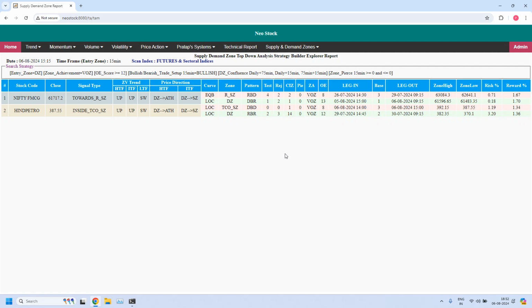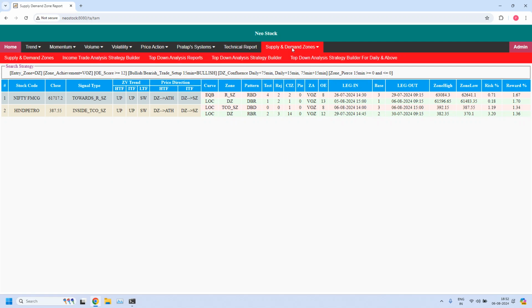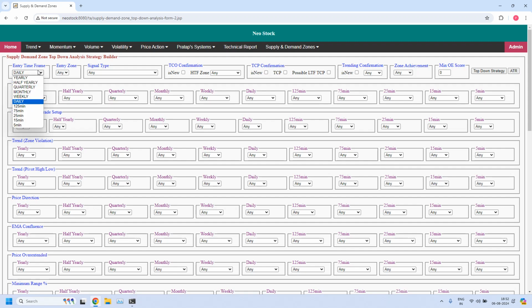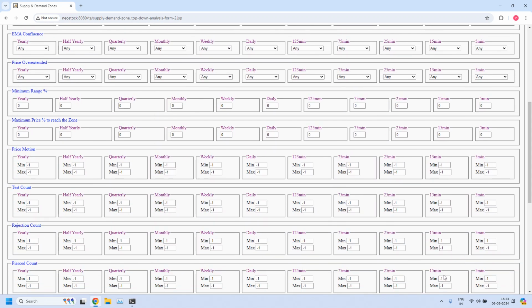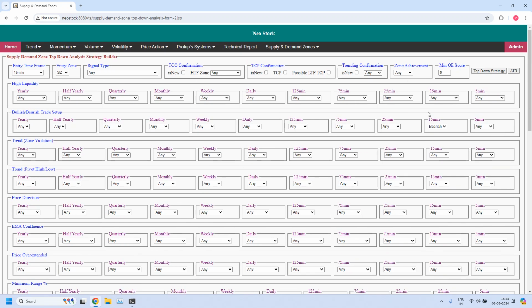Next, bearish trade setup for daily income trade. So entry time frame is 15. Entry zone should be supply zone, and also in bullish or bearish trade setup, in 15 minutes entry time frame, we have to select bearish, because it is the bearish trade setup. And in 15 minutes time frame, the zone should not be pierced, and the zone achievement should be violated opposing zone. Minimum order enhancer 12. Now all the 3 filters are applied to 15 minutes supply zone.